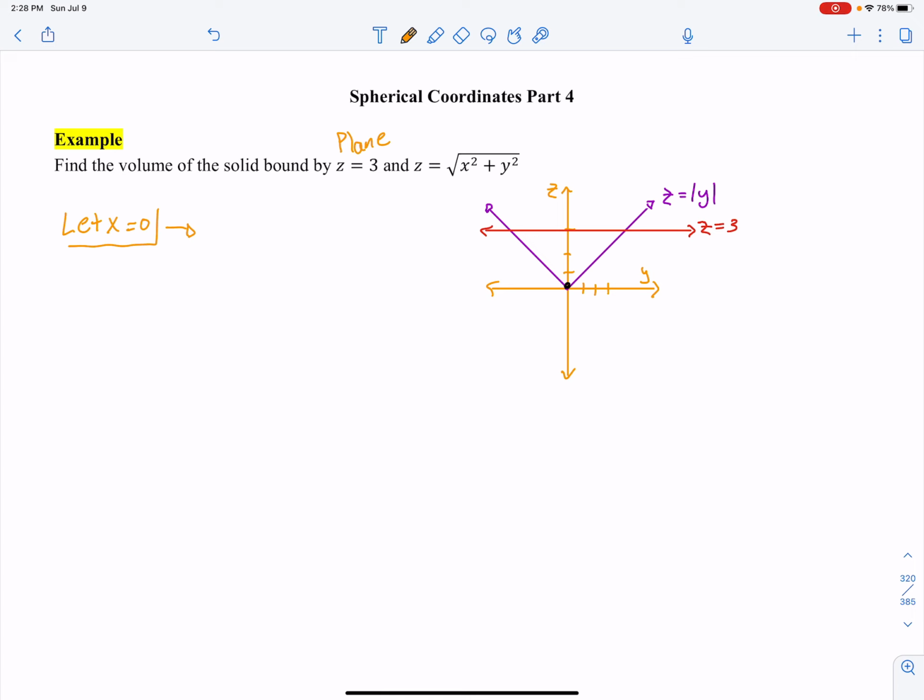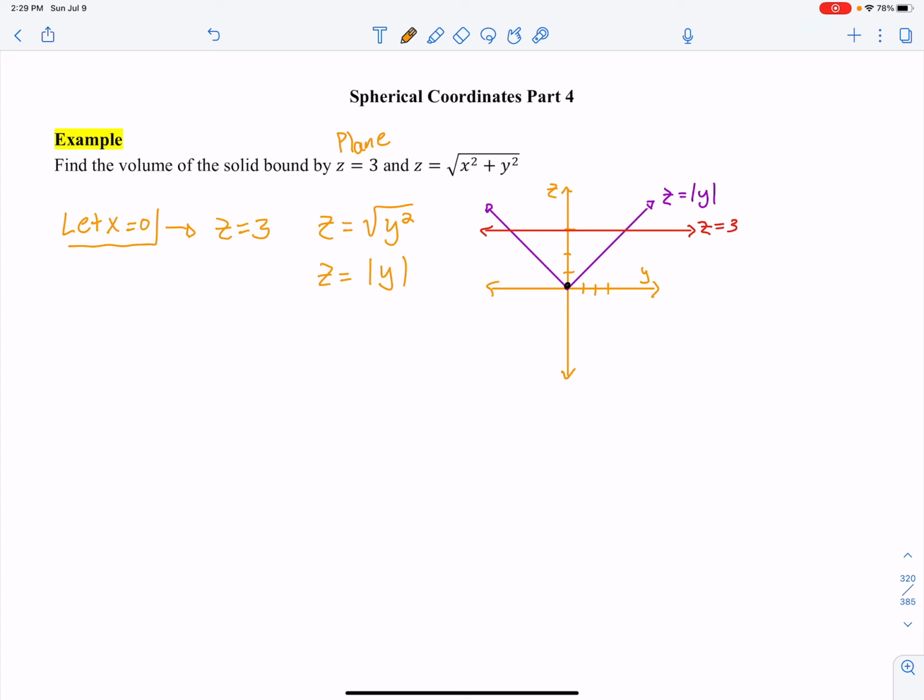This is projected onto the yz plane. We'll make sure you understand where that purple graph comes from. Remember, to bound rho and to bound phi, I let x equal 0. Well, I get z equals 3. That doesn't change anything. And then this one, I get z equals the square root of y squared, and we learned in the other video, this needs to be the absolute value of y. So, graphing both of those on the projection of yz.